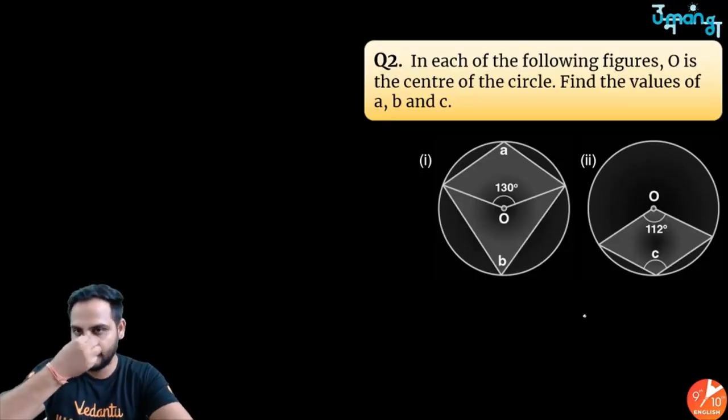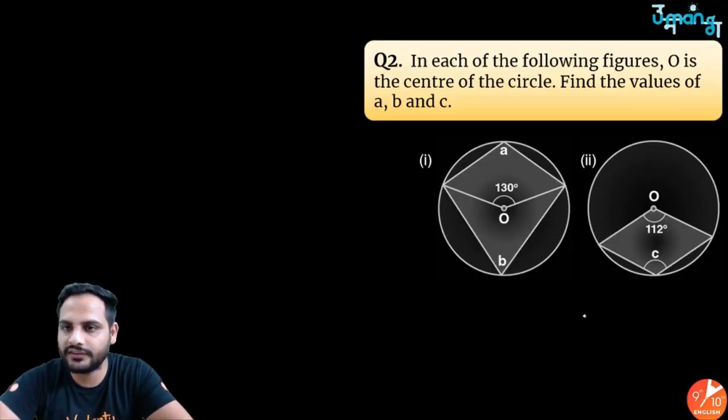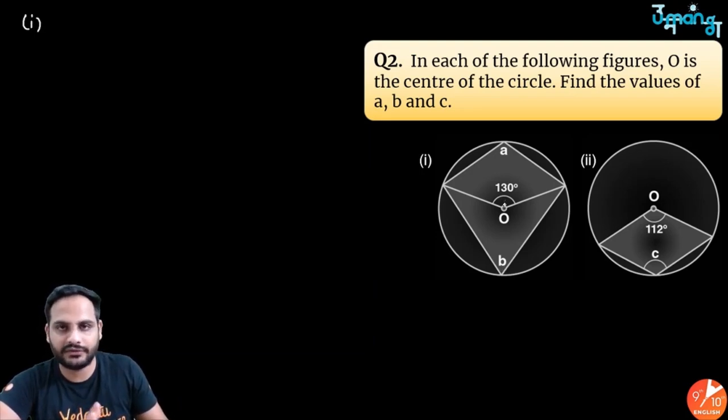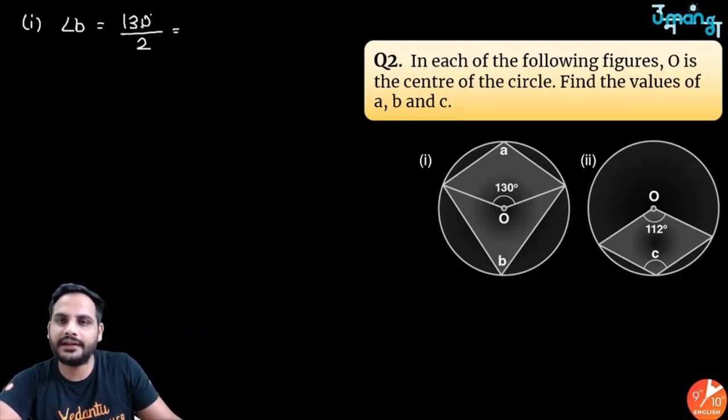Next question. In each of the following figures, O is the center of the circle. Find the values of A, B and C. Okay. First thing, if I look at the first figure, I can clearly say that this B will be half of 130 degrees, the theorem which we know. So angle B will be equal to 130 degrees divided by 2, that is equal to 65 degrees, right?